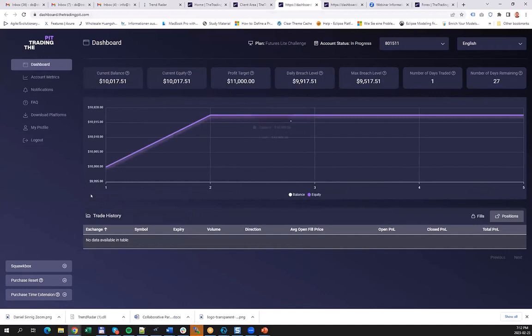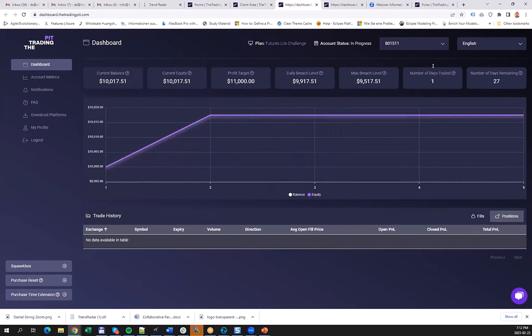And this is my progress for one of the futures challenges I engaged. And you can see here, for example, what is my current balance? My starting balance was $10,000. What's my equity? Well, it's the same thing, because I don't have any open trades right now. This is my profit target. So I need to make a bit more money to reach it.